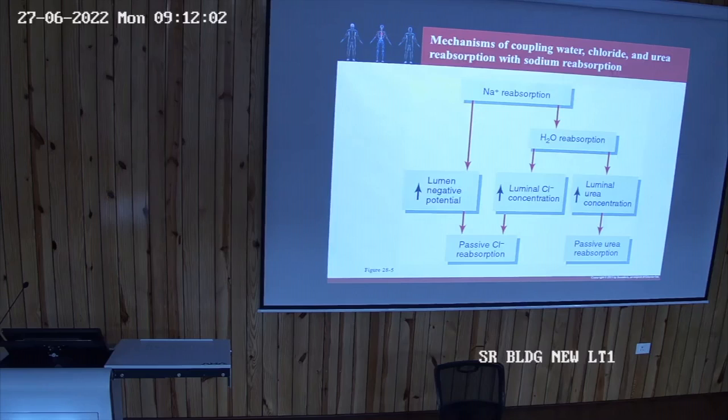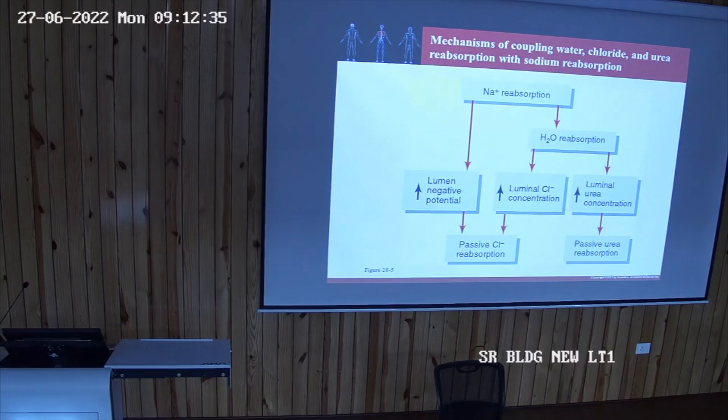When the filtrate is coming from the PCT to the descending limb, what is happening is the movement of water. When water is getting reabsorbed from the filtrate, the osmolarity of the filtrate is getting increased. When the blood was introduced into the cortical area, the osmolarity of the filtrate was 300 milliosmoles. When the same filtrate reaches the medullary tip, the osmolarity comes out to be 1200 milliosmoles.